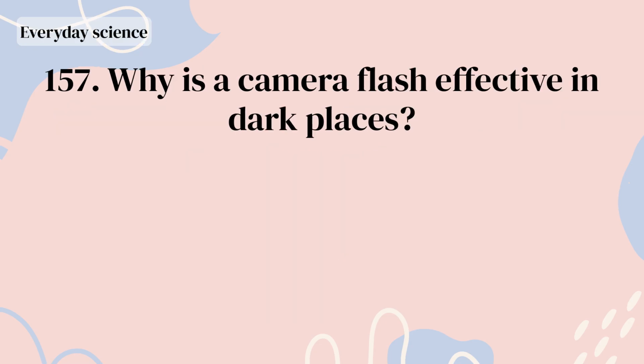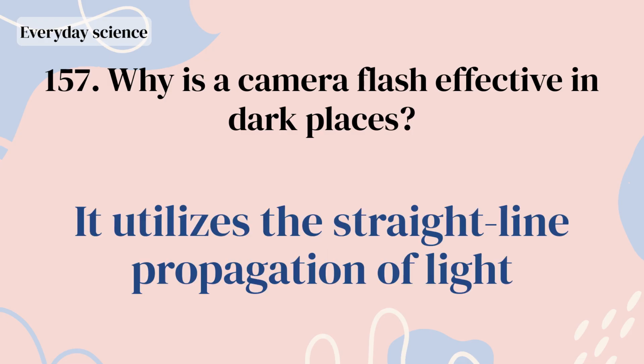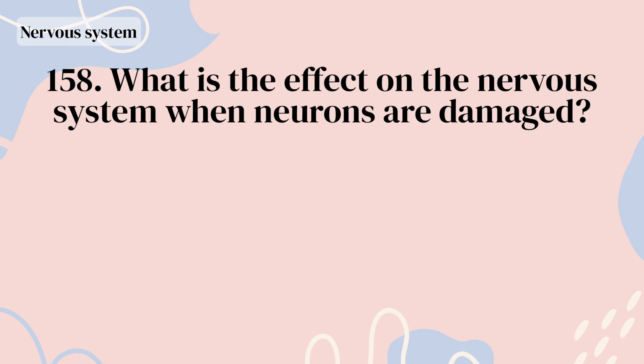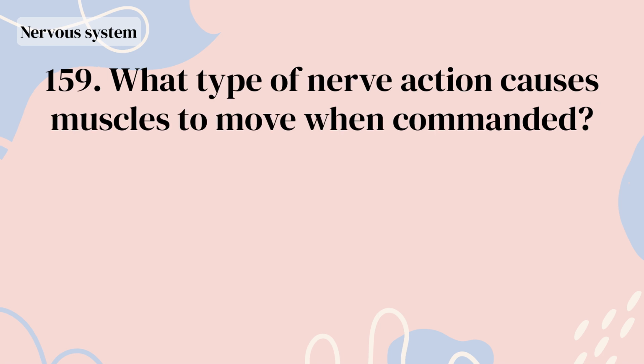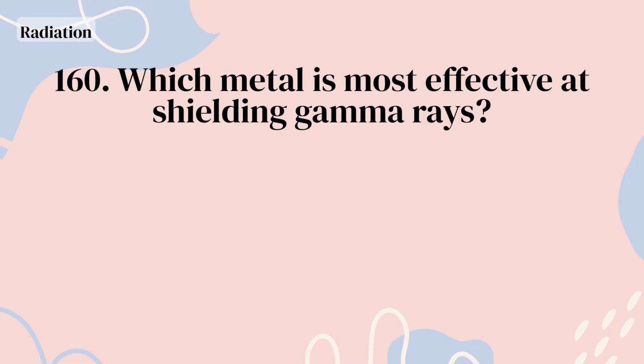Metabolism. Why is a camera flash effective in dark places? It utilizes the straight-line propagation of light. What is the effect on the nervous system when neurons are damaged? Decreased signal transmission. What type of nerve action causes muscles to move when commanded? Motor neurons. Which metal is most effective at shielding gamma rays?